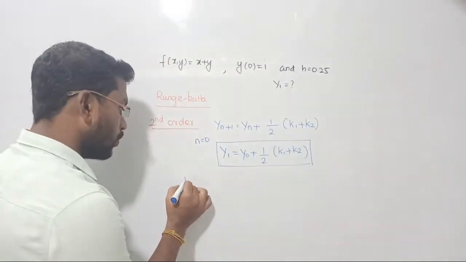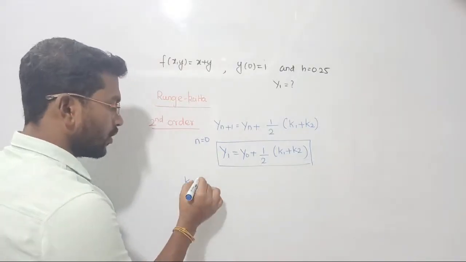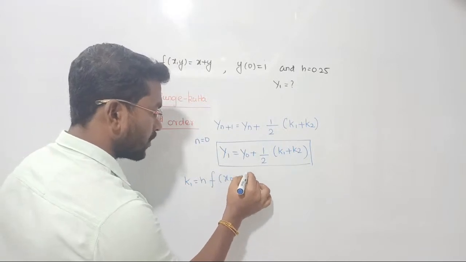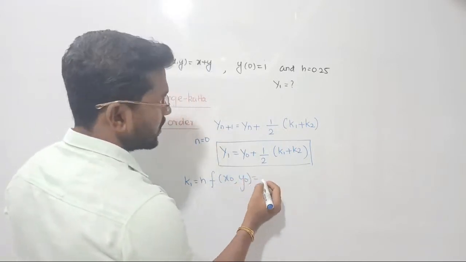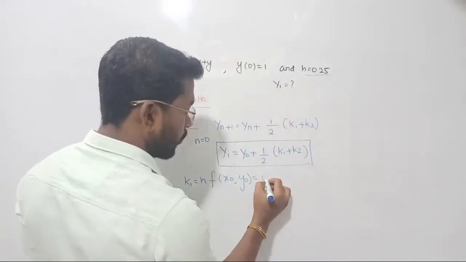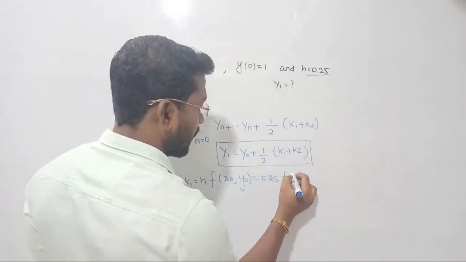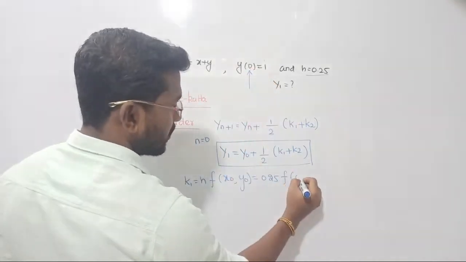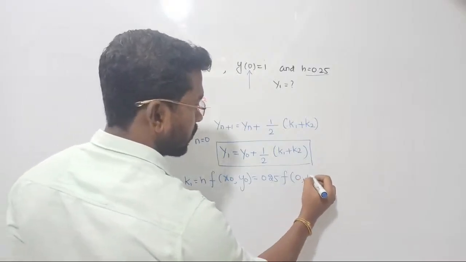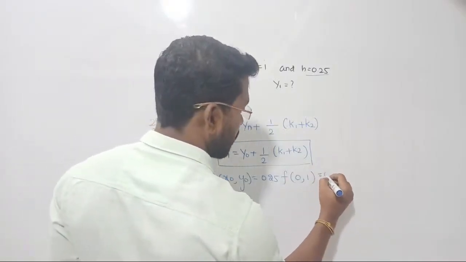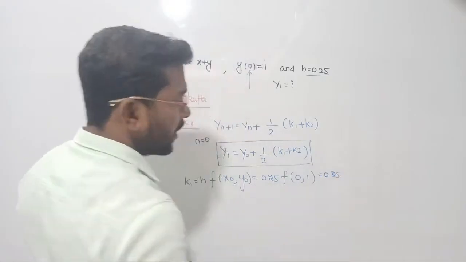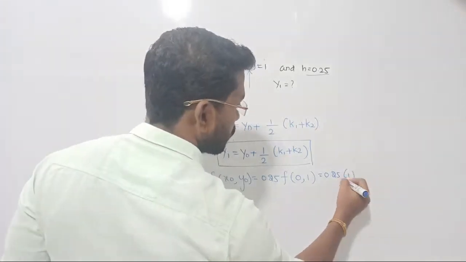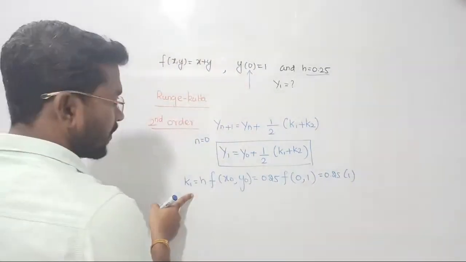Let's see how to find the value of k1. K1, we all know, is h into f of x0 comma y0, right? Now what is the value of h? That is the step size. It is given as 0.25, right? In the bracket, f of x0, x0 is 0, comma y0, that is 1. So that is 0.25 into f of 0 comma 1, which is 0 plus 1, which gives 1 only, right? So that is equal to 0.25. So we got the value of k1.